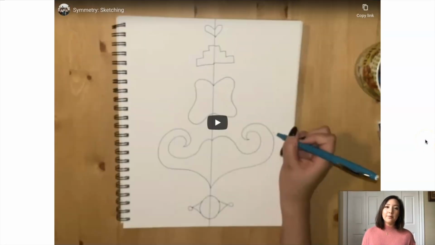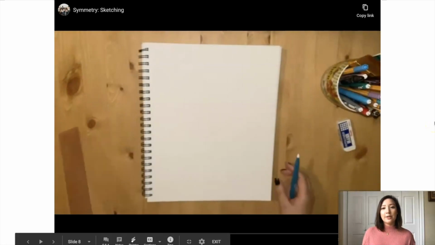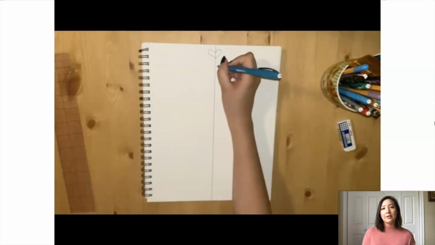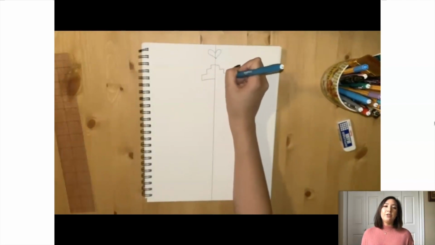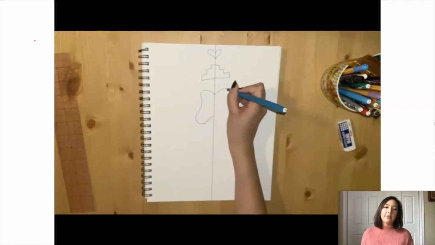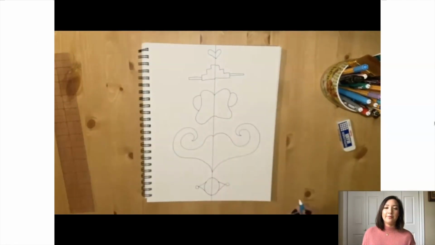So to begin this project, I'm going to show you the sketching process. So what you're going to do in your sketchbook, you are going to draw a line straight down the middle, and you're just going to practice drawing the same image on the left side and the right side. And draw some challenging shapes just to get warmed up. Does not have to be perfect. This is just you getting ideas out there.